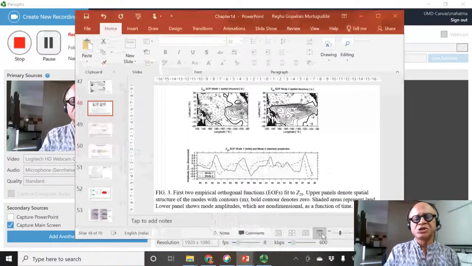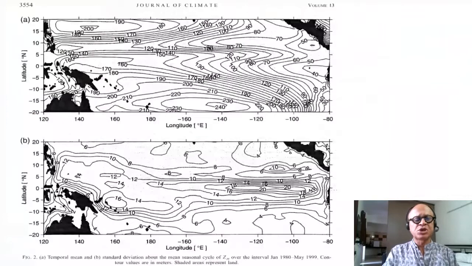So is there any relation between this recharge-discharge idea and the real world? Before I show the results of the recharge-discharge model that we just looked at, I wanted to show these figures from a very nice paper by Chris Meinen and Mike McPhaden on computing the recharge-discharge, or what they call the warm water volume.